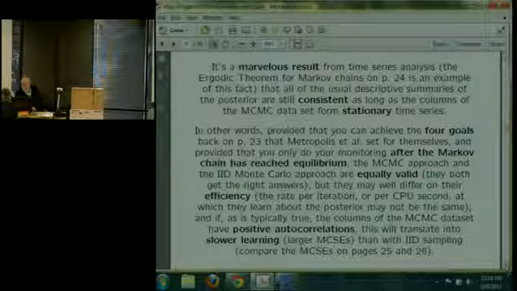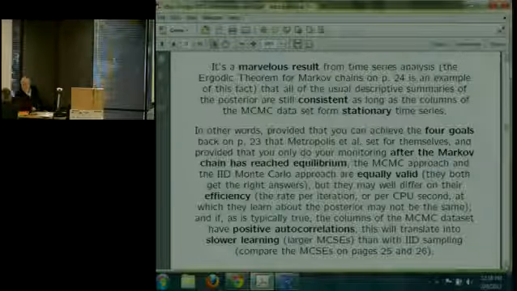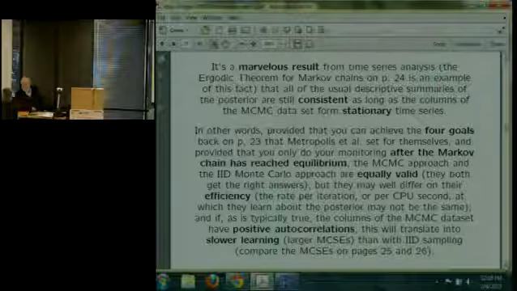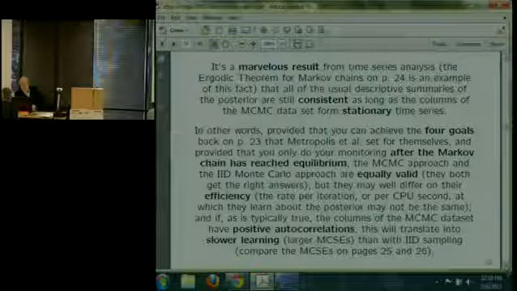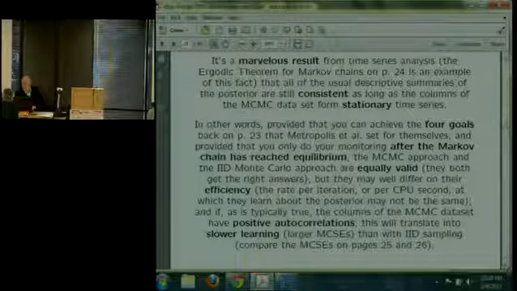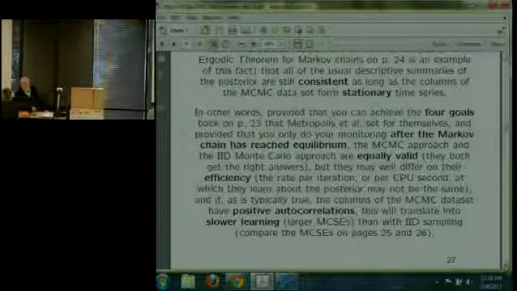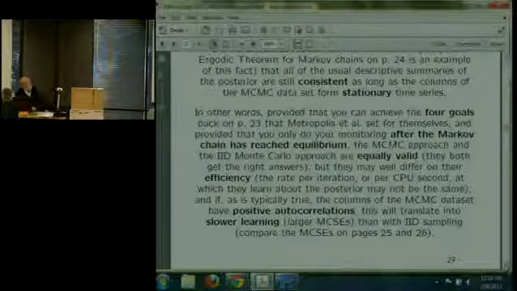So in other words, provided that you can achieve those 4 goals that I mentioned earlier that Metropolis and his colleagues set for themselves, and provided that you only do your monitoring after the Markov chain has reached equilibrium, then the MCMC approach and the IID Monte Carlo approach will both be equally Monte Carlo valid. They will both get the right answers.